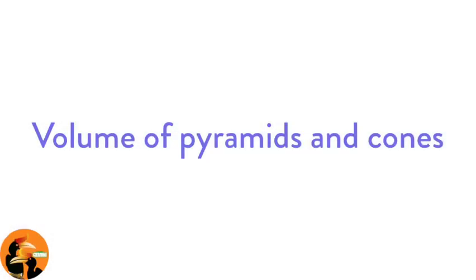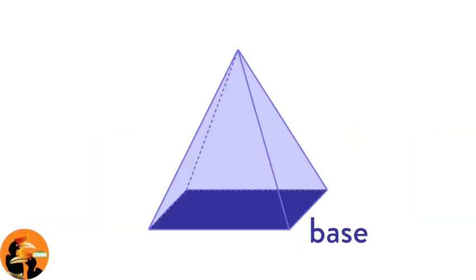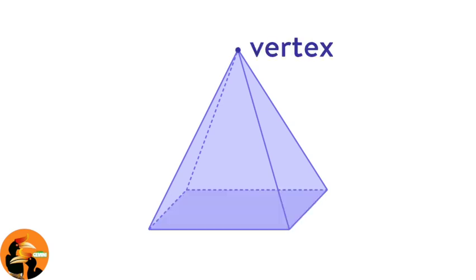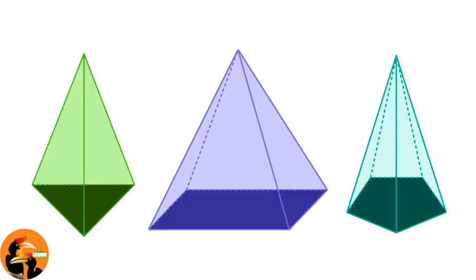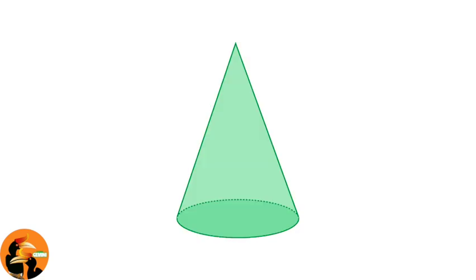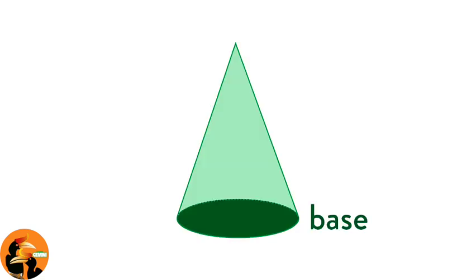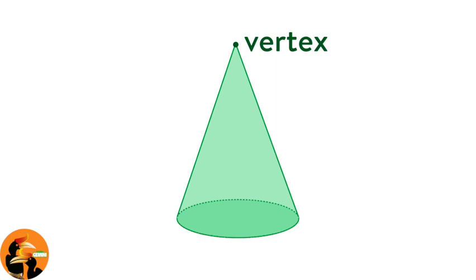A pyramid is a three-dimensional shape with a base and three or more triangular faces that meet at a common point, or vertex. The base can be any polygon. A cone is a three-dimensional shape with a circular base and one vertex joined by a curved surface.